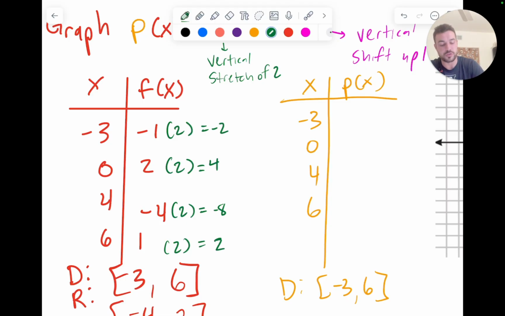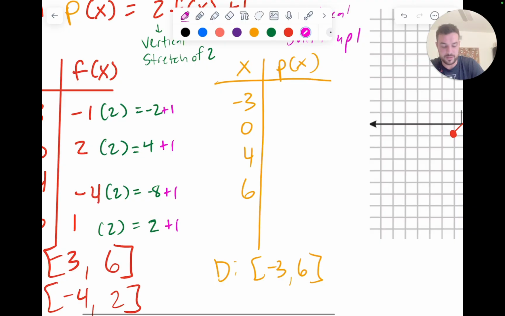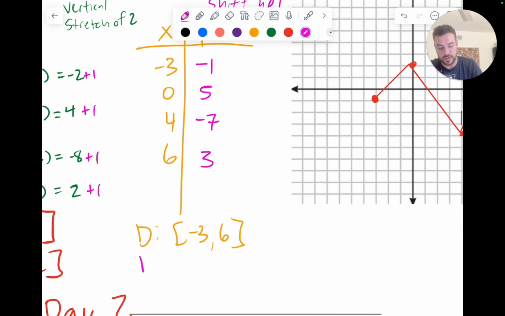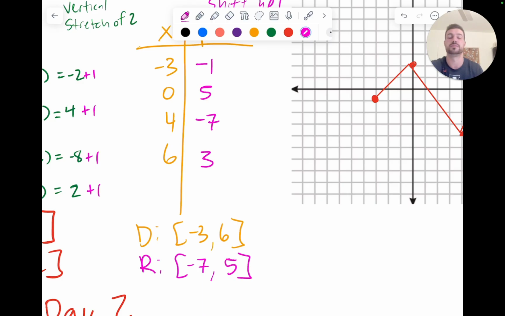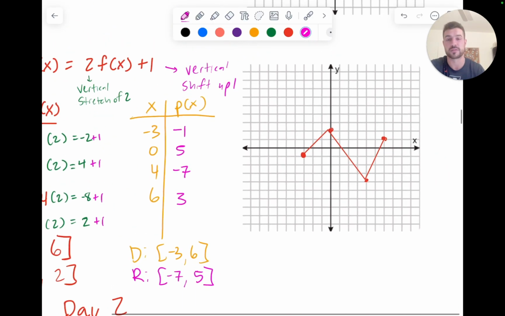And then I am going to shift up 1 or add 1. That is going to give me -1, 5, -7, and 3. And so again, I can do my range values from there. The lowest is -7, and then my highest is 5. And now I plot my points.